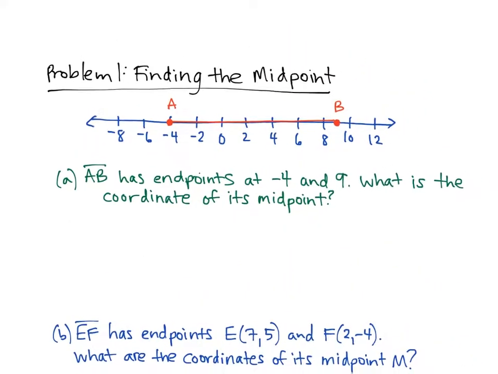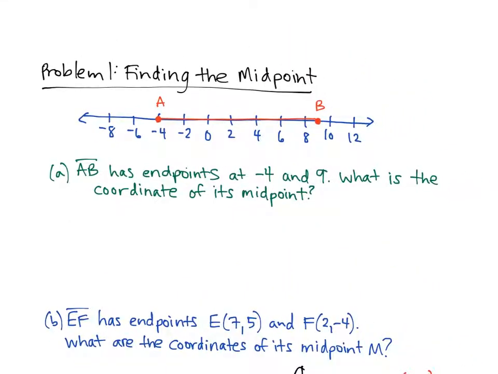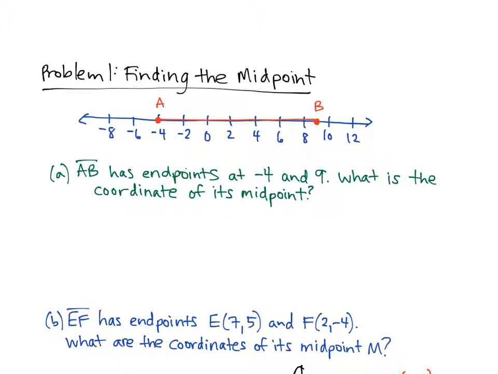Okay. So finding the midpoint. Here we have a number line. We have one endpoint on -4. We have one endpoint on 9. So what's the coordinate of this midpoint? We just take the average. So -4 plus 9 divided by 2. That's 5 divided by 2, which is 2.5. So the midpoint here would be, if this is 3, something like this. This is where my midpoint would be.